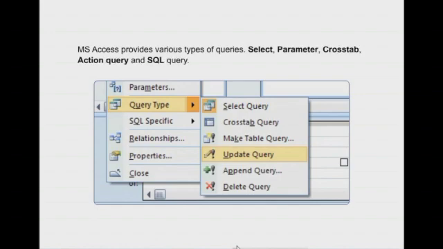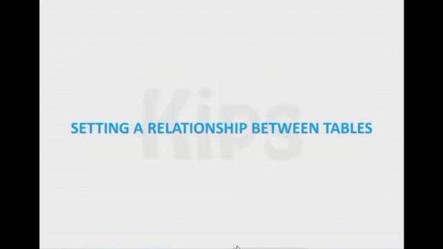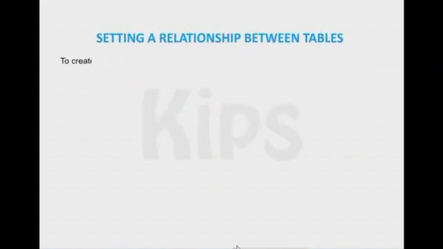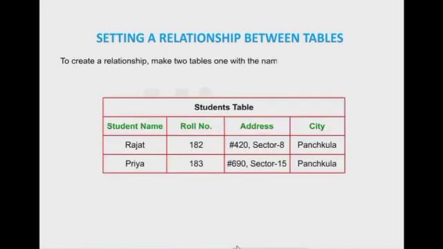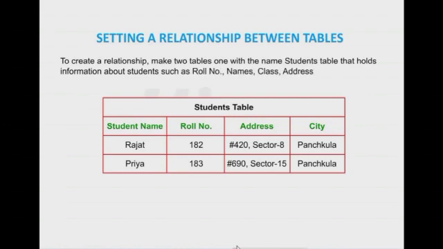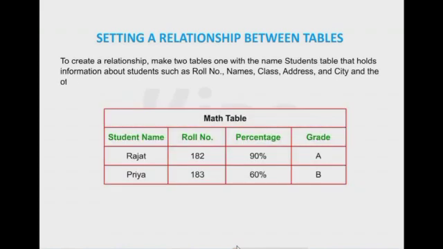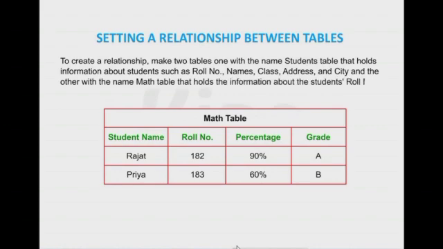Setting a relationship between the tables. To create a relationship, make two tables, one with the name student table that holds information about the student such as roll number, name, class, address and city, and the other with the name maths table that holds the information about the student roll number, marks, percentage and grade in maths.